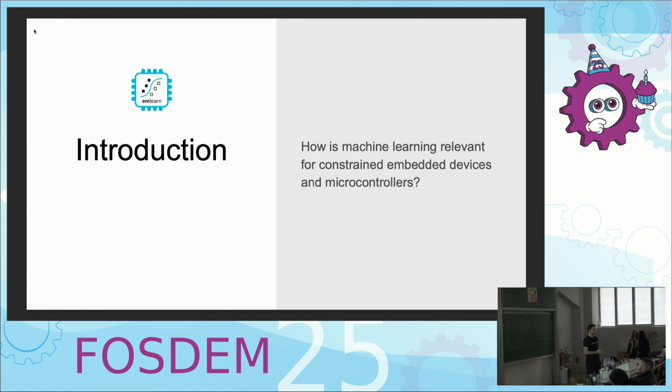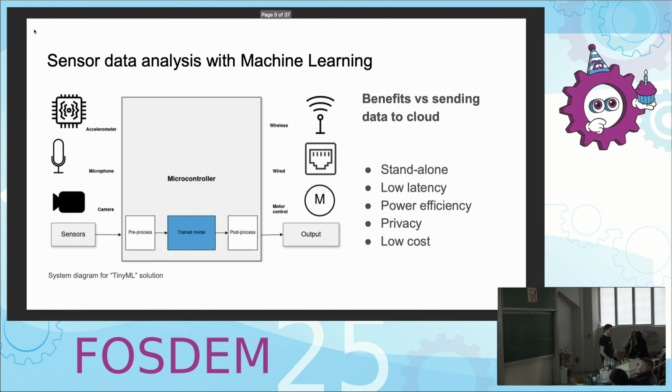So, machine learning on microcontrollers and embedded devices. What is it used for? It's primarily used for sensor data analysis. So we have some sort of sensor node. We have the sensor itself, it can be a camera, accelerometer, microphone, radar, LiDAR, etc.